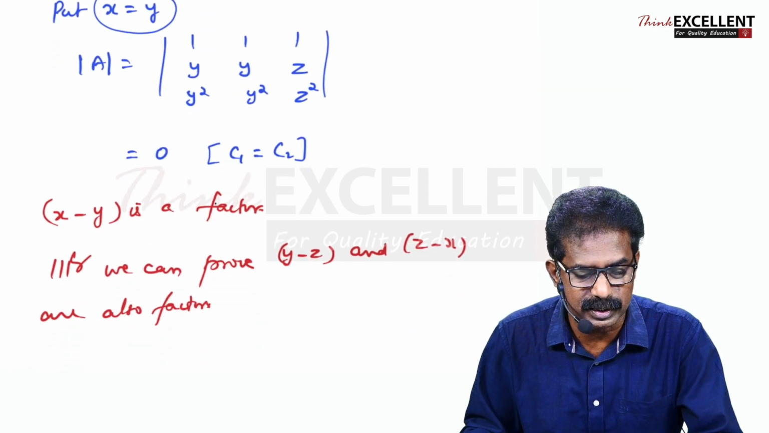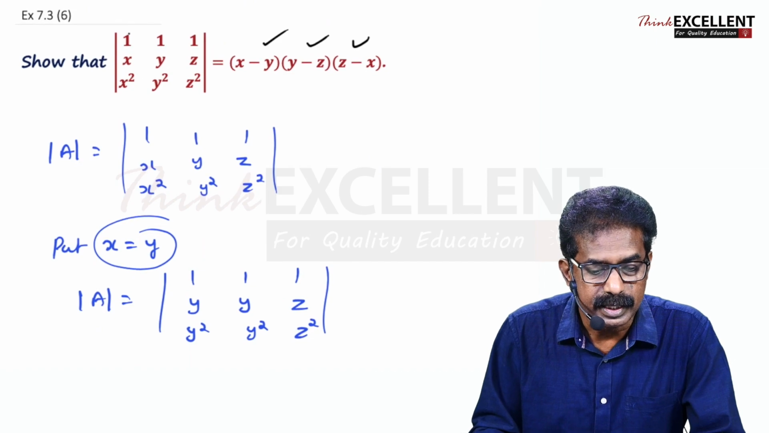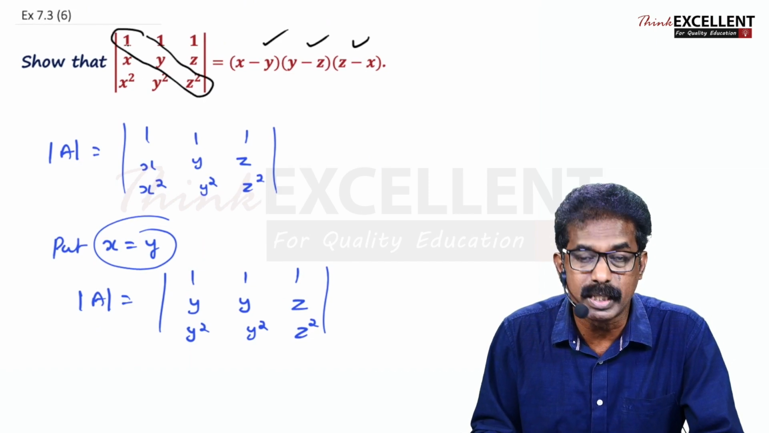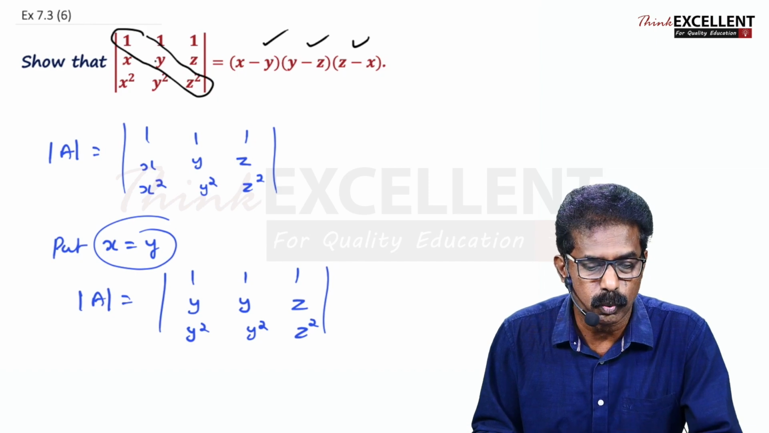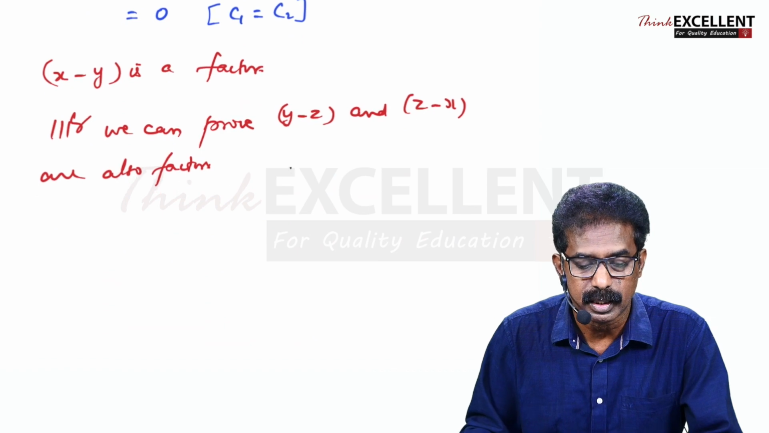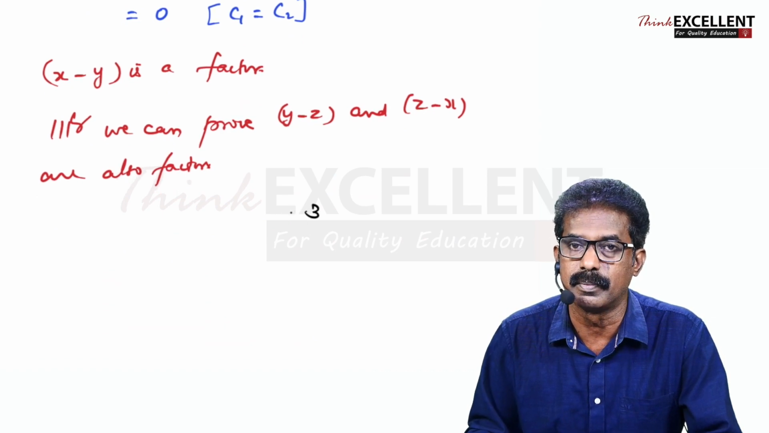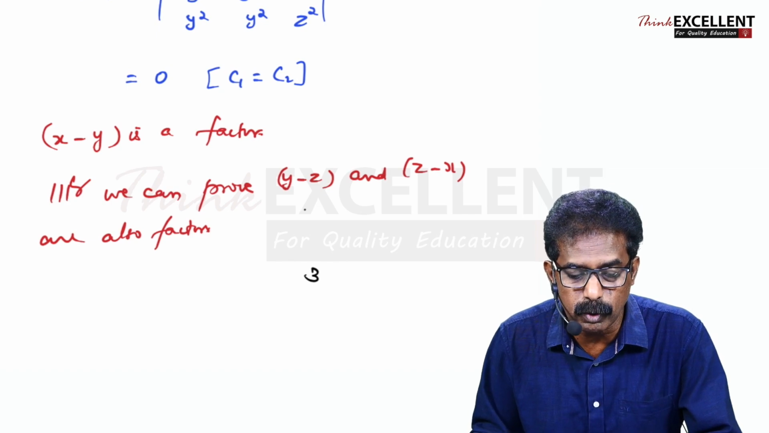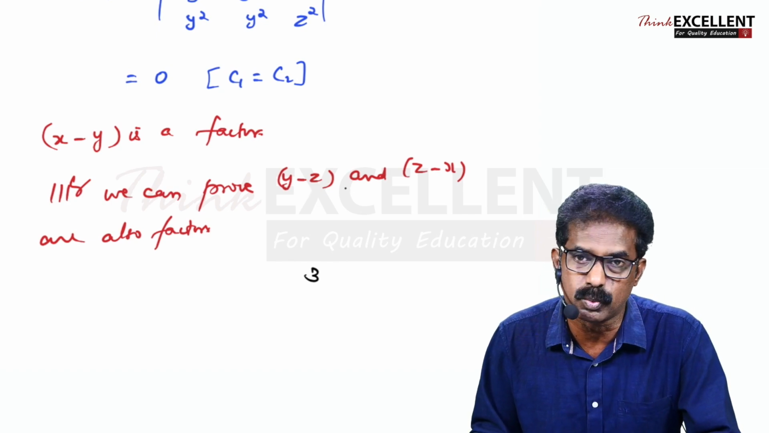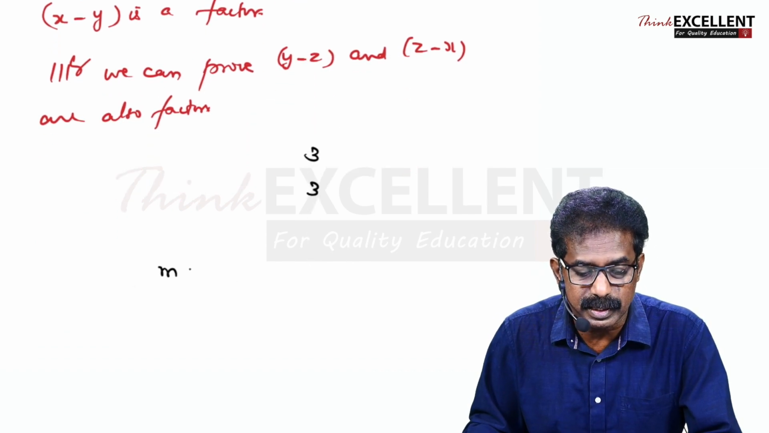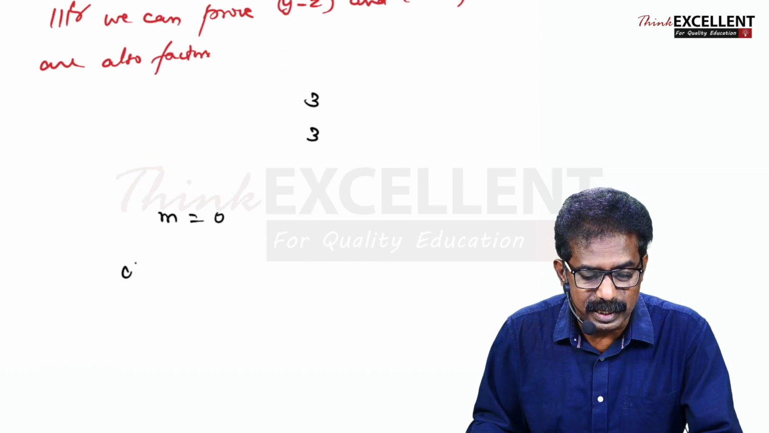Please listen. What are the steps you write? Degree of the product of the leading diagonal elements. That step you write. 1 is a constant, so degree 0. Y degree 1, z square degree 2. So 2 plus 1, 3 only. Degree of the leading diagonal elements is 3. Degree of the product x minus y 1, y minus z 1, z minus x 1, 1 plus 1 plus 1, that also 3. Then the difference, 3 minus 3 is what? 0.